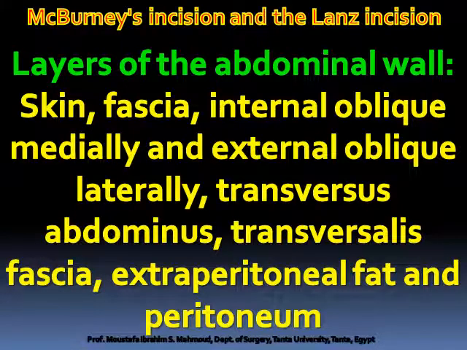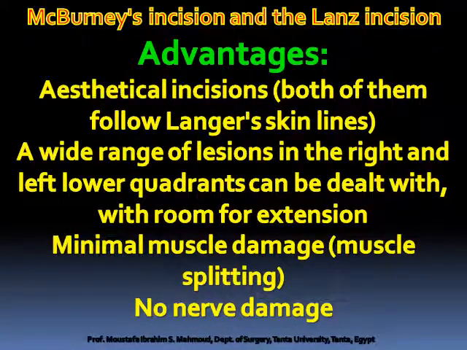Layers of the abdominal wall are the skin, fascia, internal oblique medially and external oblique laterally, transversus abdominis, transversalis fascia, extraperitoneal fat, and the peritoneum. The McBurney's incision and the Lanz incision advantages: aesthetic incisions. Both of them follow Langer's skin lines.